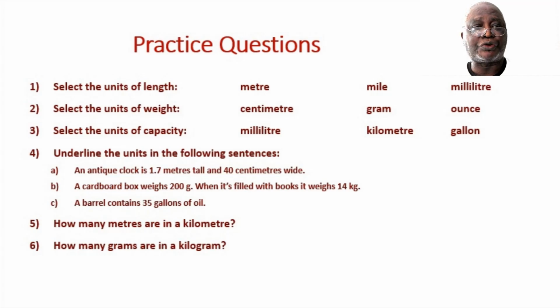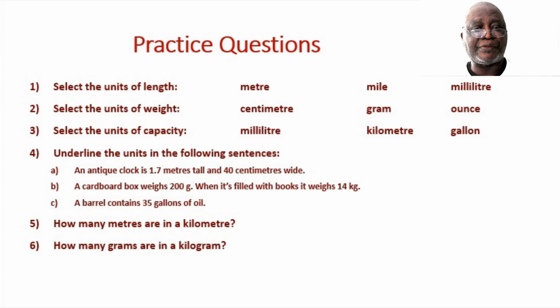So, question 1, select the units of length. You have meter, mile, milliliter. Question 2, select the units of weight. You have centimeter, gram, and ounce. Question 3, select the unit of capacity. Milliliter, kilometer, gallon. Remember we spoke about capacity and volume just a few minutes ago.